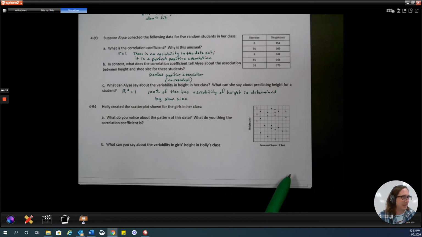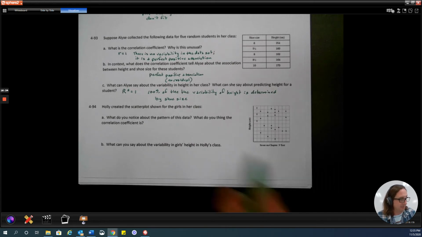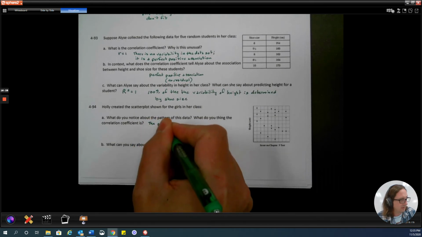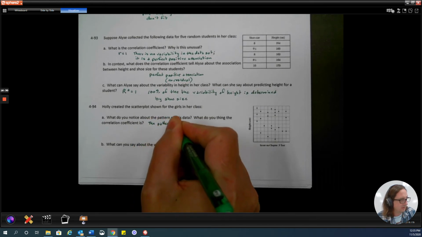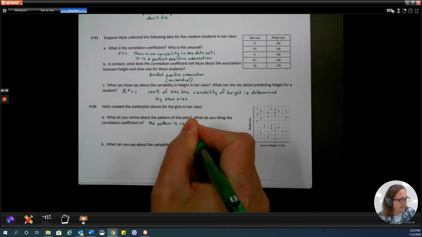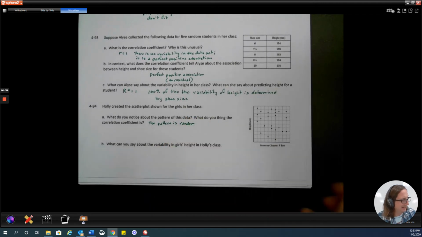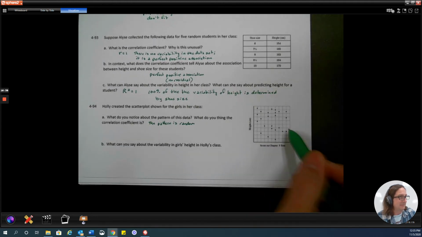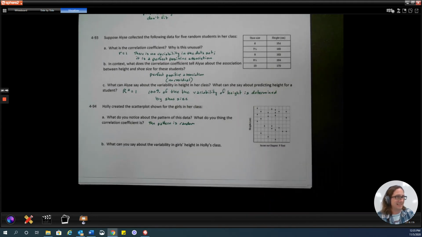I don't see any pattern. The pattern seems to be random. I mean, if I had to guess at a pattern, I'd say maybe that it's decreasing a little bit. Maybe. I don't know. It's really hard because that data is all over the place. And what do you think?